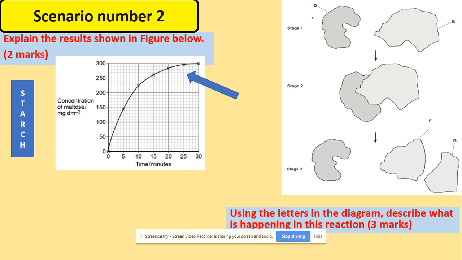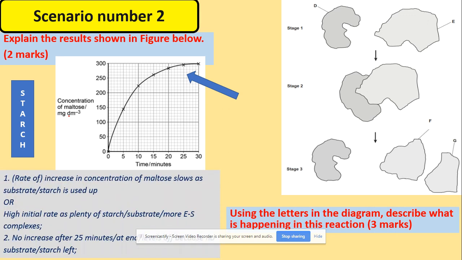And we also got another diagram: using the letters in the diagram, describe what is happening in this reaction. So coming back to this, the questions were to explain the results.